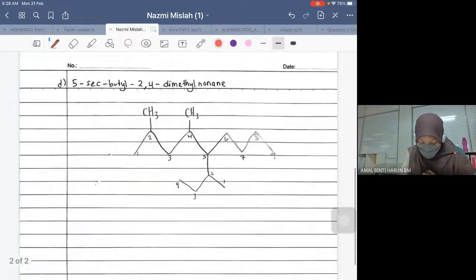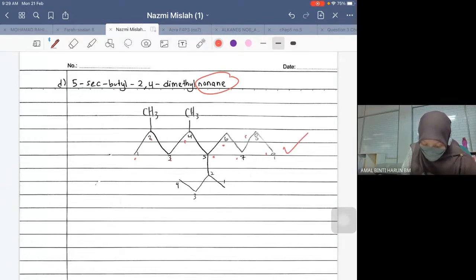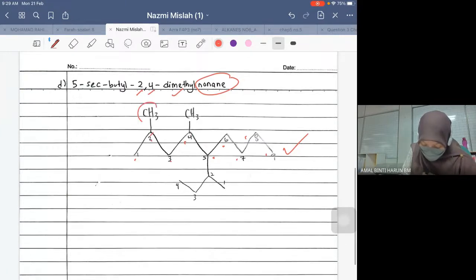D. Nonane is 9. So dia buat 1, 2, 3, 4, 5, 6, 7, 8, 9. And then 2, 4 dimethyl. At carbon number 2 and number 4 ada methyl, ada methyl. Next is butyl at carbon number 5. Okay. Here is butyl, carbon number 5 kan.